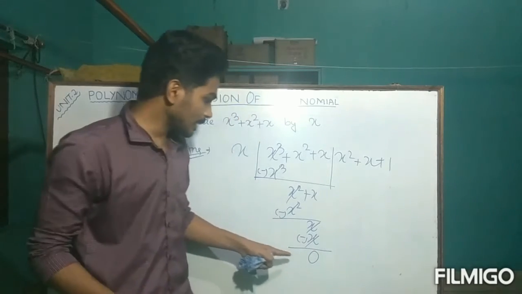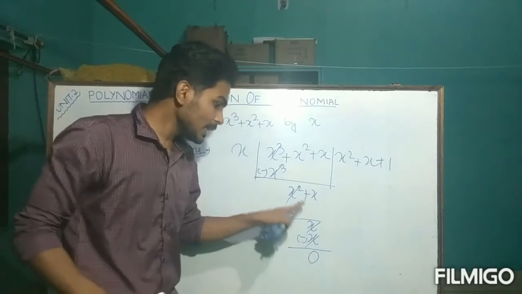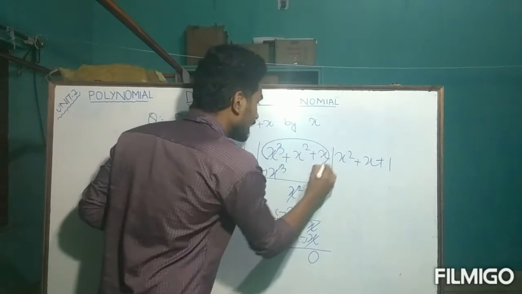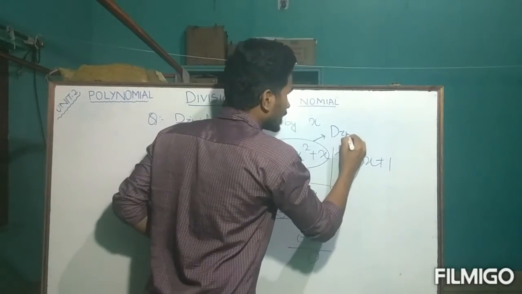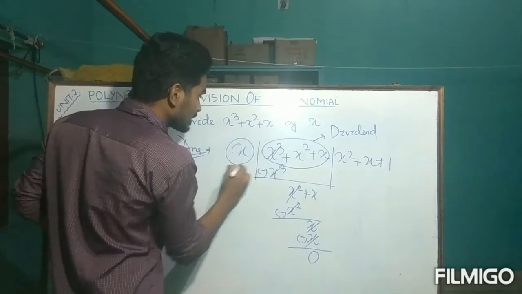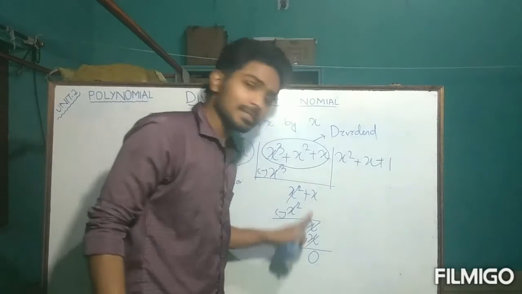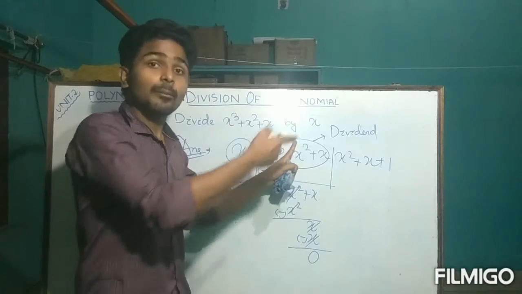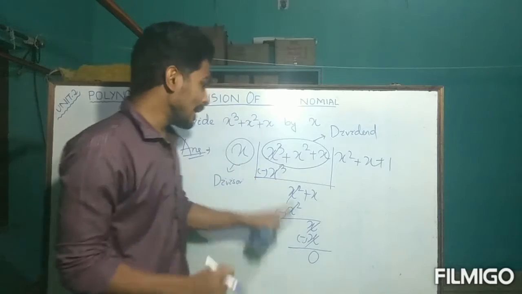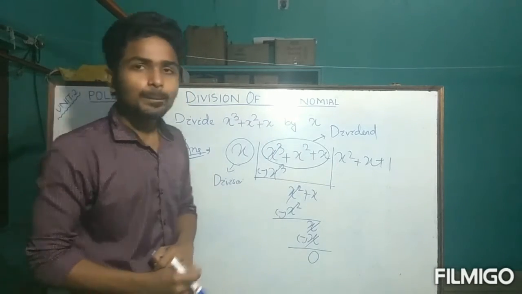See one thing here. Here also the remainder becomes 0. As we have discussed, if the remainder is 0, then this total term is known as dividend. And this is known as divisor. So if the remainder becomes 0, then the dividend is completely divided by the divisor. Here also the remainder becomes 0, so we can say that the dividend x cube plus x square plus x is completely divided by x.